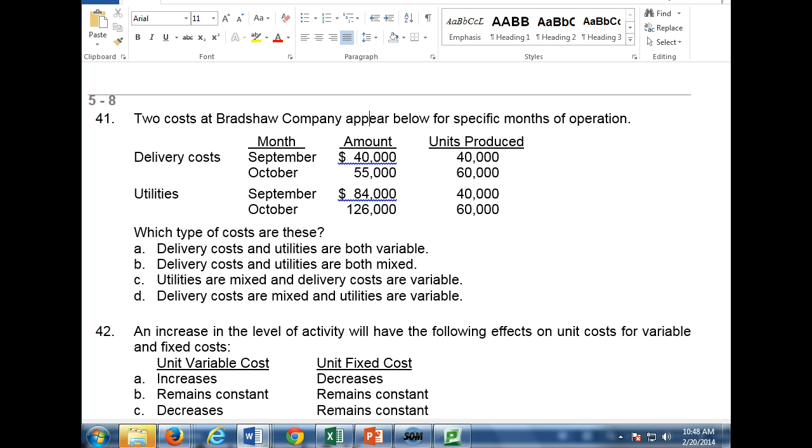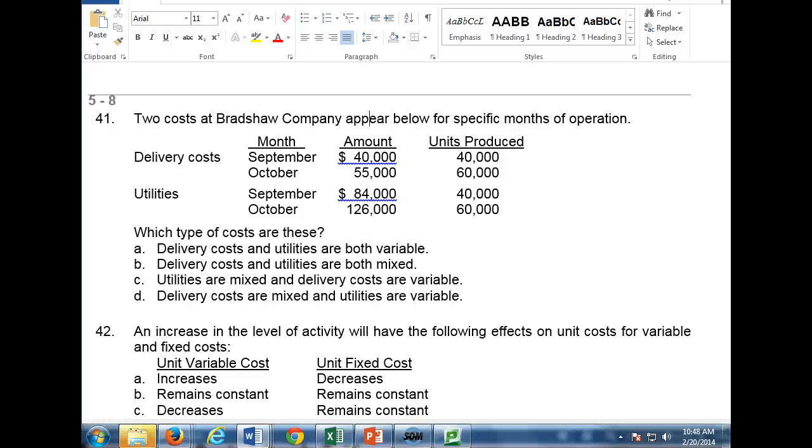Let's look at utilities. $84,000 for 40,000 units produced. But then in October we have 126,000 for 60,000 units produced. How much is that per unit? $2.10 per unit for both. For both? You mean it doesn't change? So what would that make utility costs? Variable.